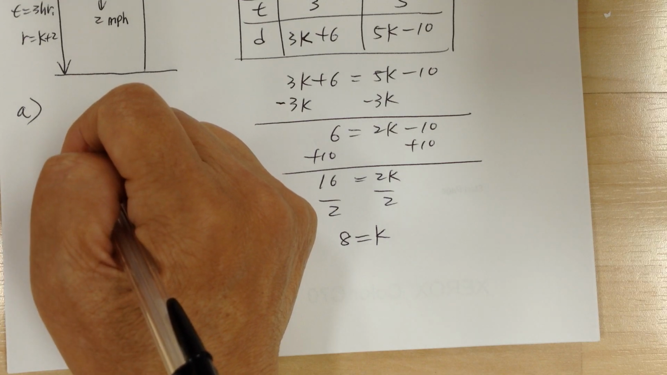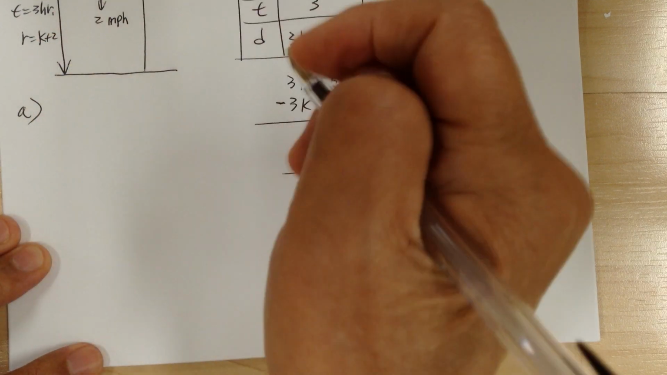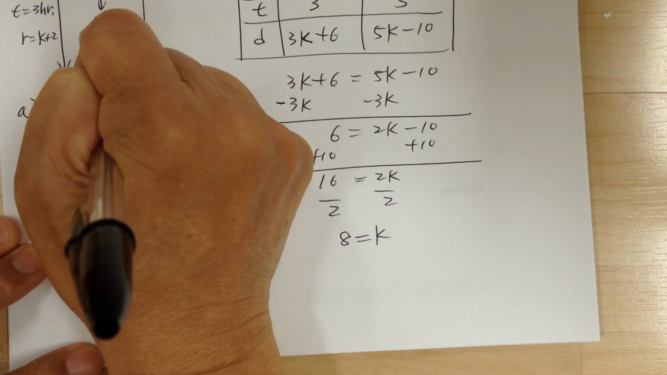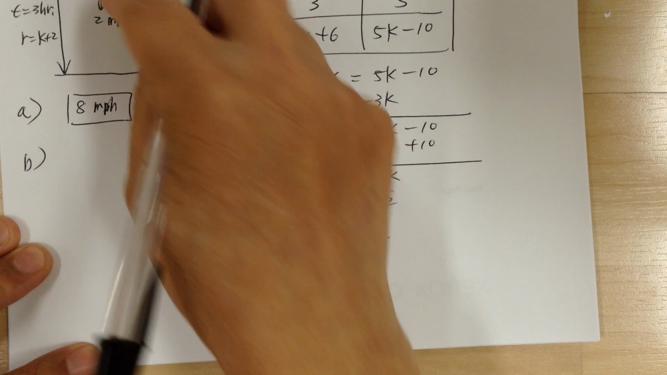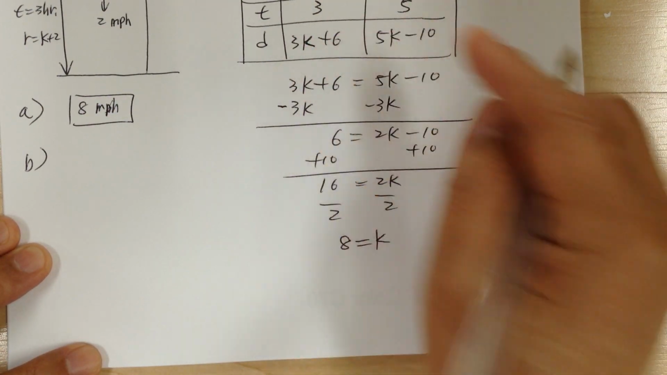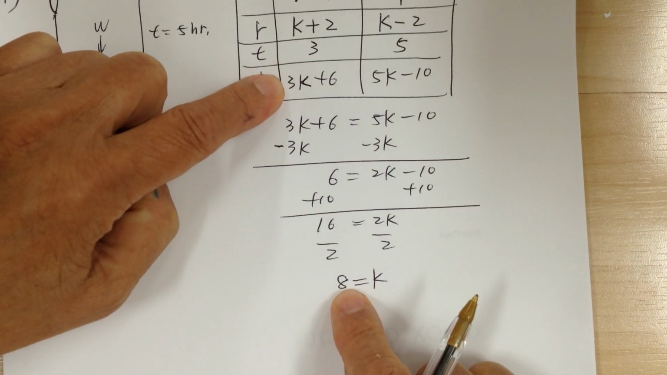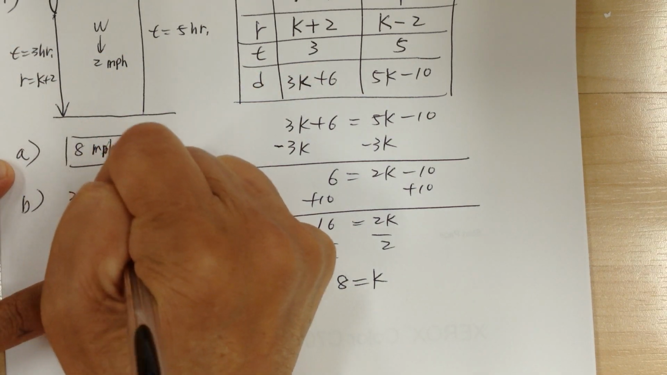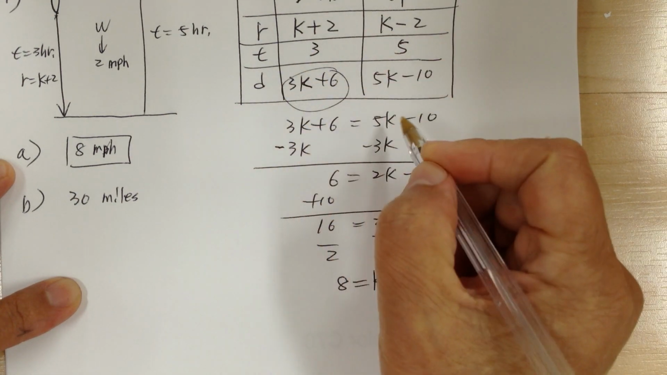First one, how fast does Abdul row in the still water? So the answer A would be 8 miles per hour. For B, how far downstream did he travel? So the distance. Downstream distance equals 3K plus 6. K equals 8, so 3 times 8 is 24 plus 6 is 30. So the answer would be 30 miles. So this is what you're looking for over here.